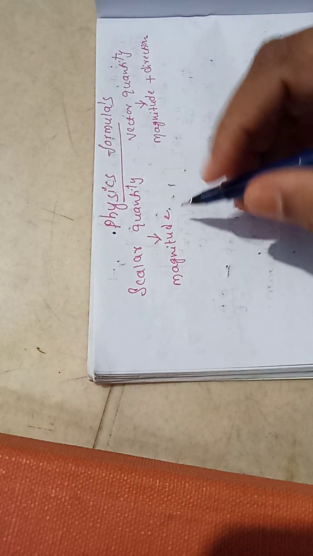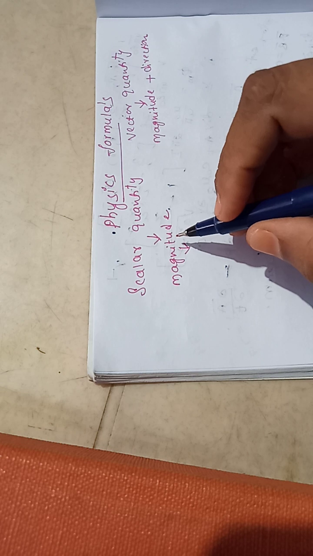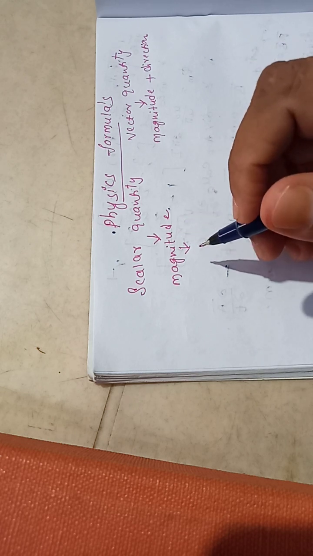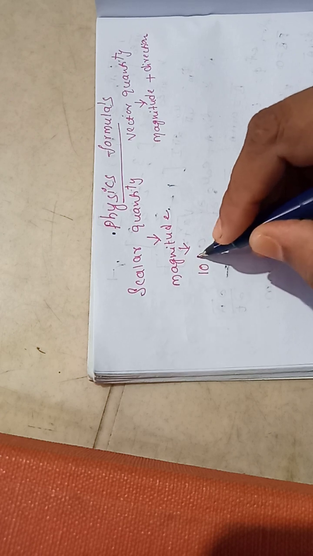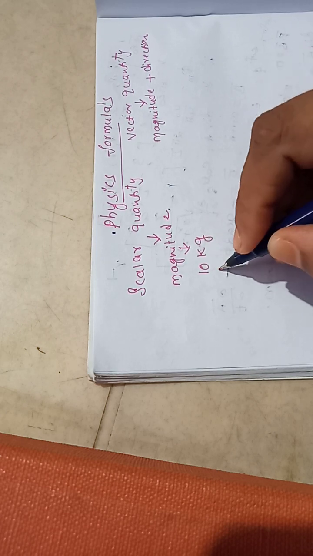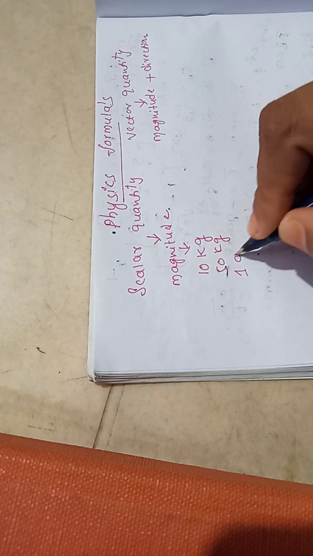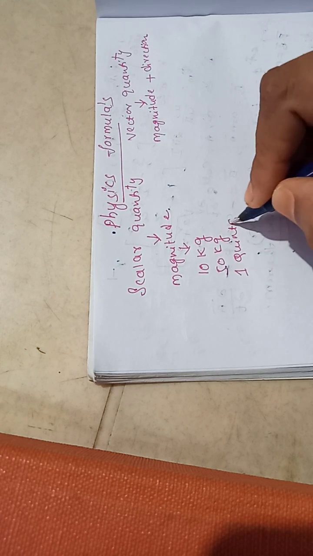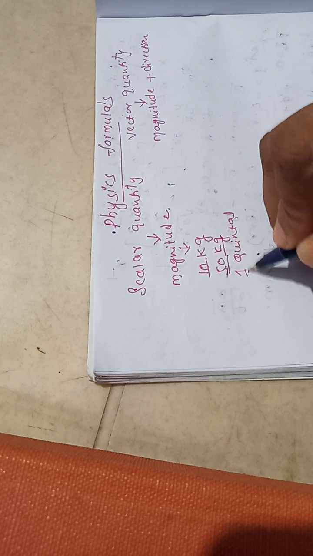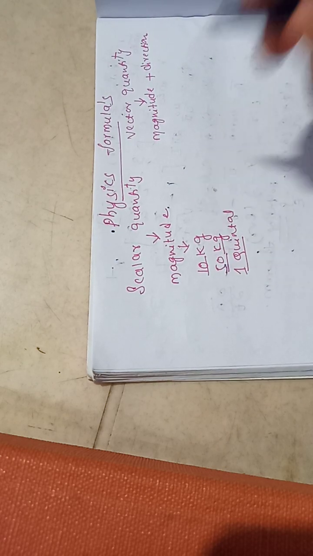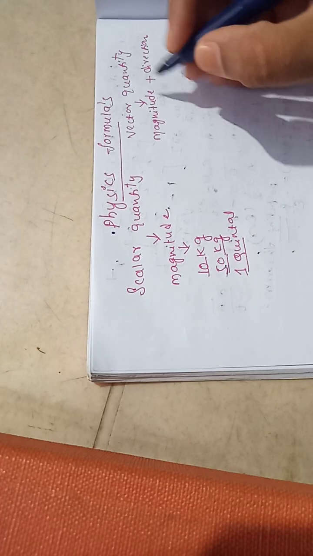right? Now if we go to the shop and want to purchase rice, what will we say? I need 10 kg of rice, or 50 kg of rice, or 1 quintal of rice. So this kg, 10, 50, 1 quintal, all of this comes under magnitude.